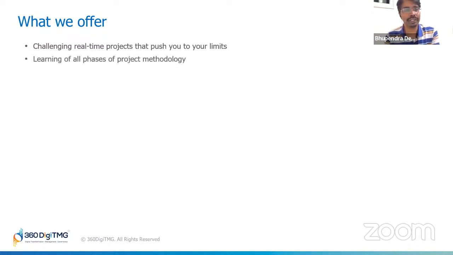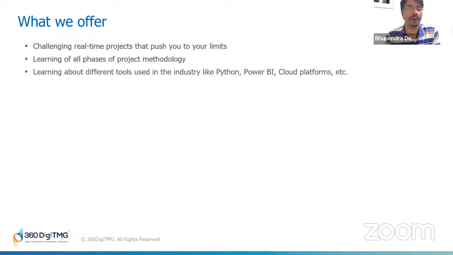You'll learn all the phases of project methodology, the CRISP-ML(Q) project management methodology we talk about. Yes, you'll learn from the very core, right from business understanding to monitoring and maintenance, completely end to end. Also, you learn about different tools that are used in industry like Python, Power BI, and cloud platforms, etc. Of course, you'll be learning about deployment too.